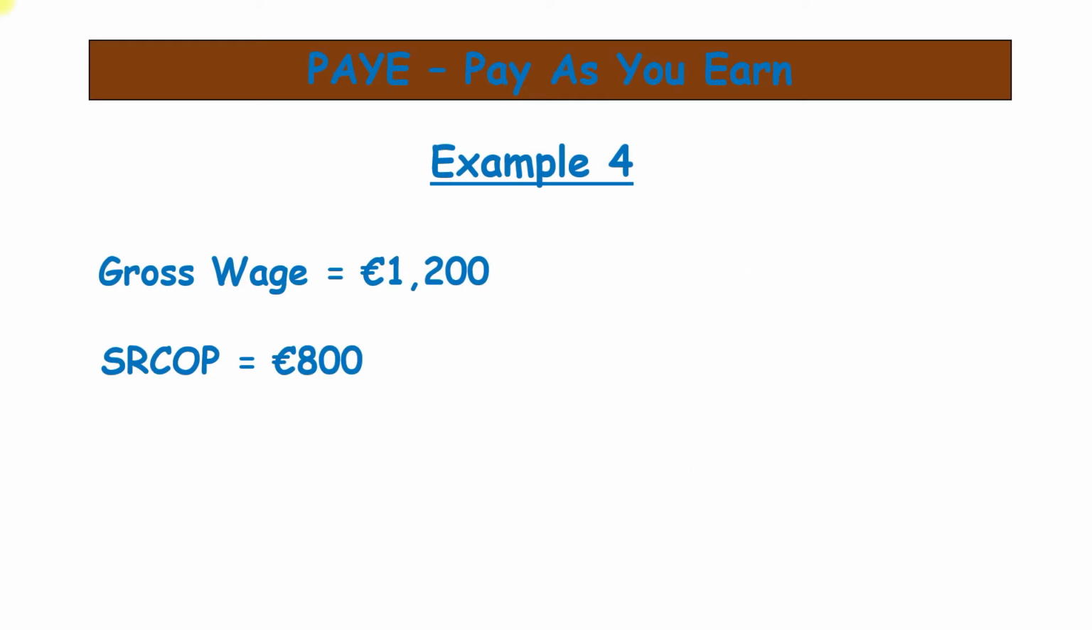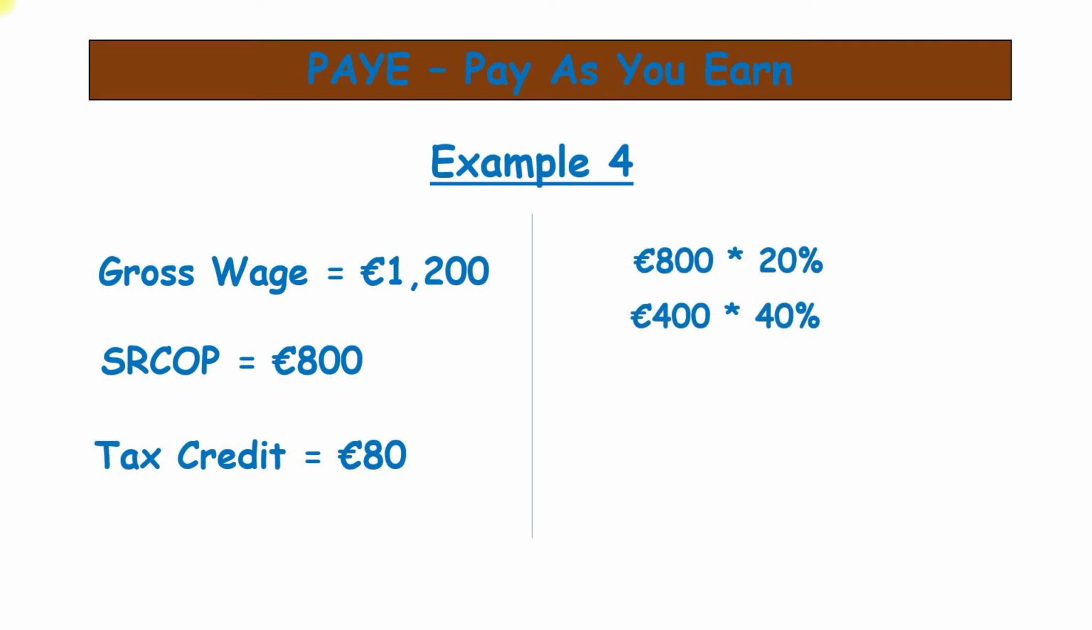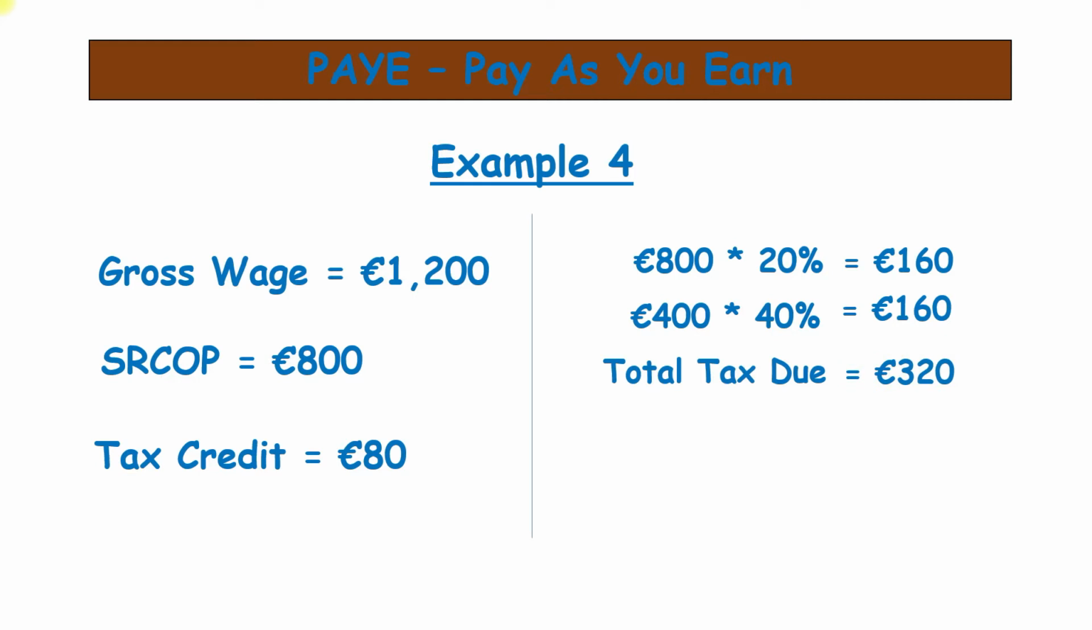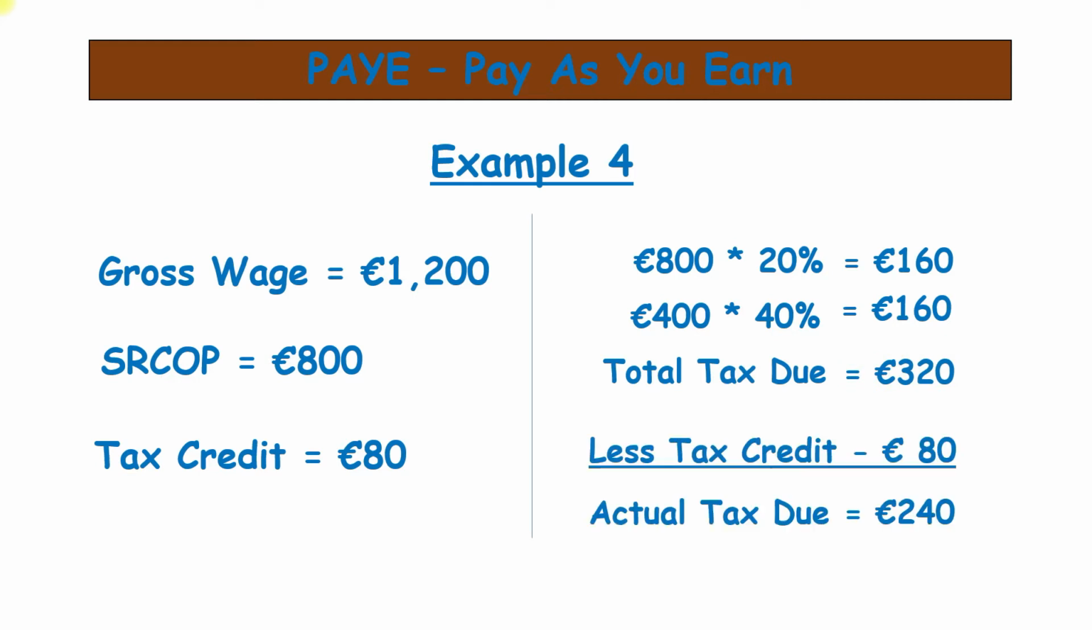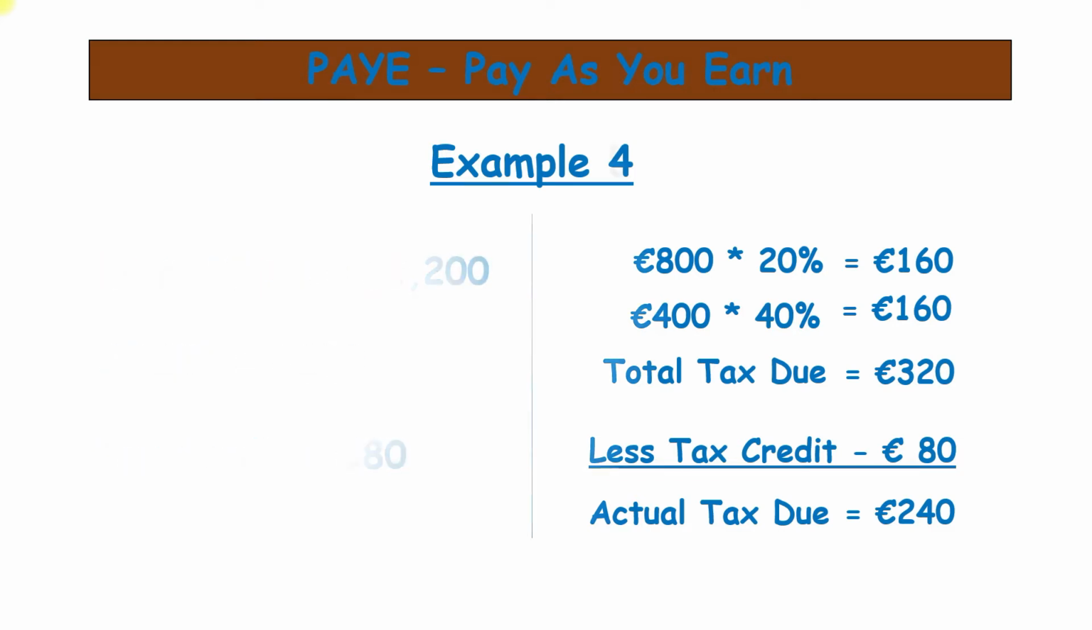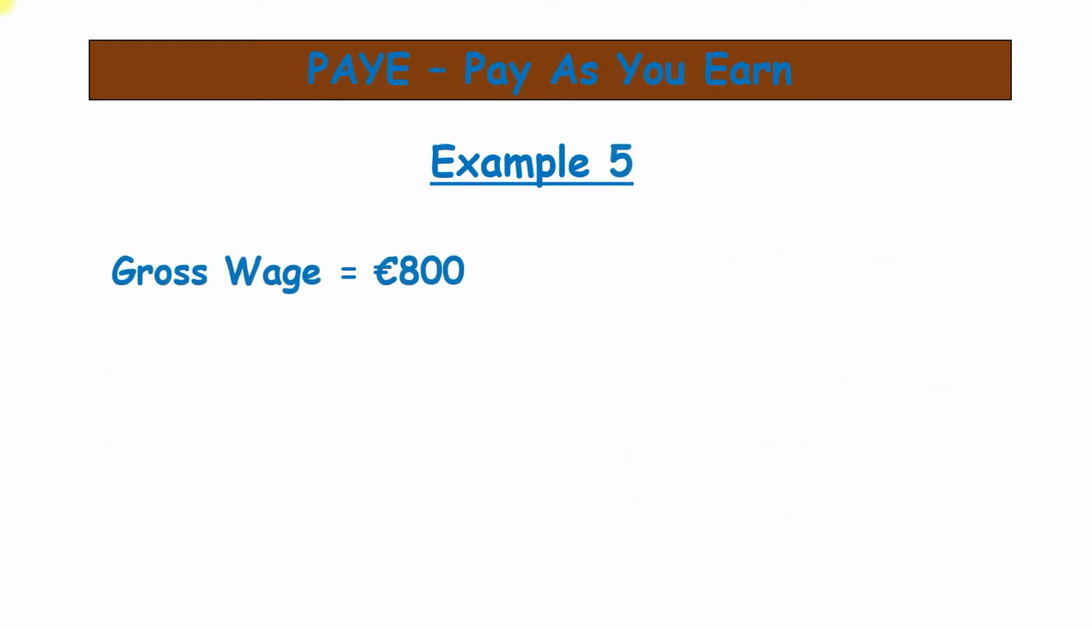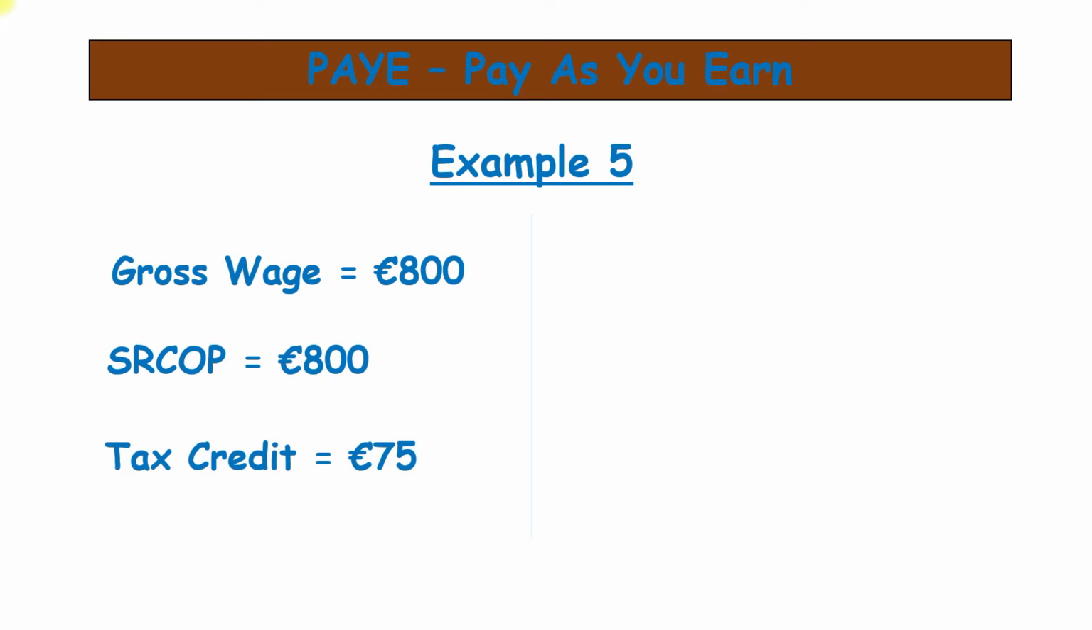Example 4 shows a similar calculation with a higher gross of $1,200. Example 5 shows the calculations done when the gross is the same as the SRCOP.